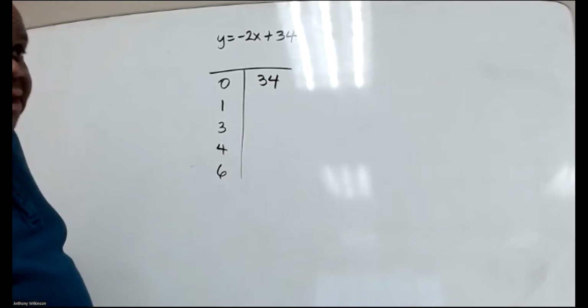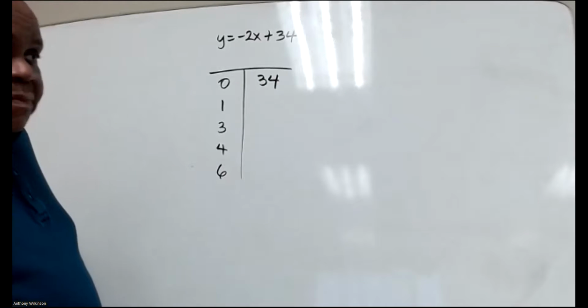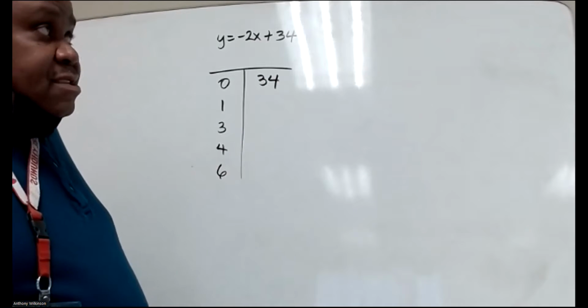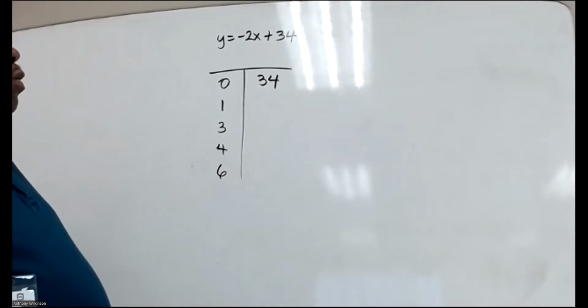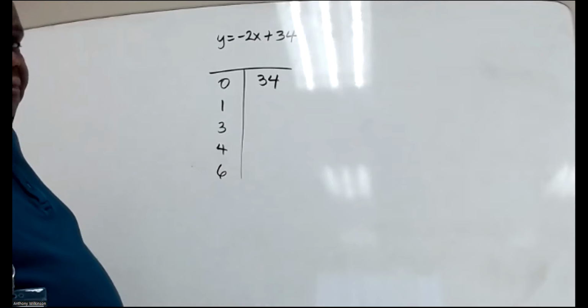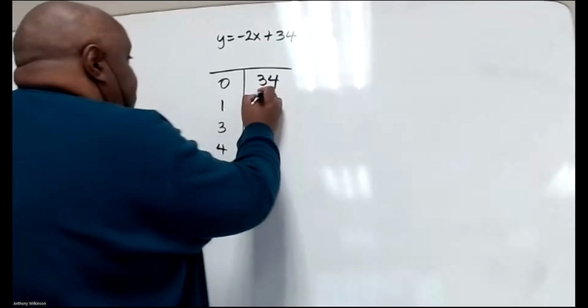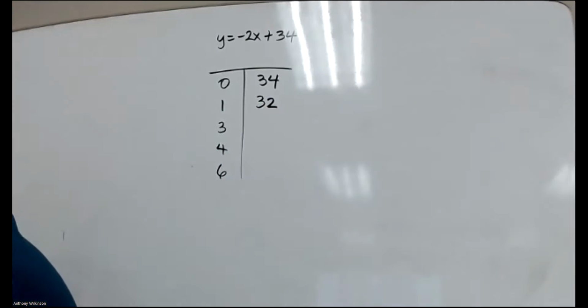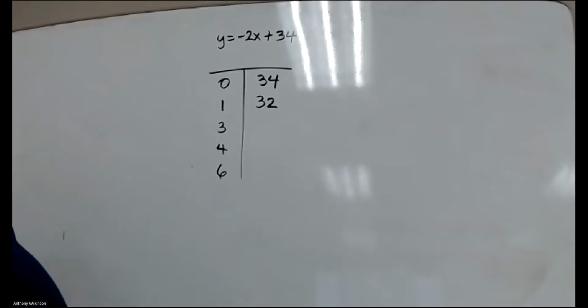Okay, because what it's going to do is take the x value, multiply it by negative 2, and then add 34 to it. What about for x is equal to 1? Well, the input is 1. What would that output be? 32. Because negative 2 times 1 will be negative 2, plus 34 would be 32.